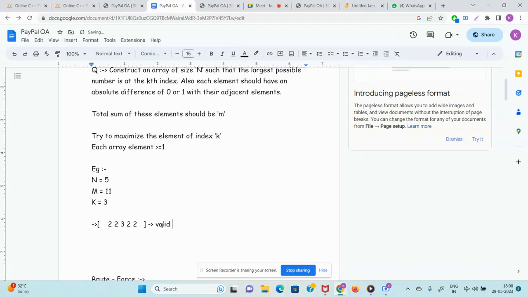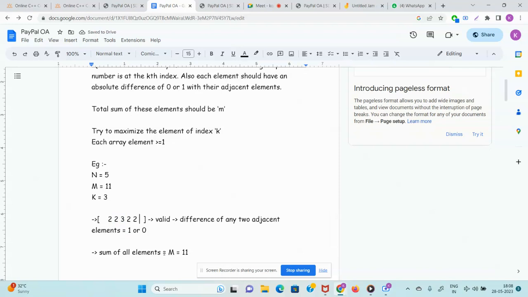See, guys, why is this valid? Because the difference of any two adjacent elements is 1 or 0. So guys, you can see the difference is always 1 or 0. 2 minus 2 is 0, 2 minus 3 is 1, 3 minus 2 is 1, 2 minus 2 is 0. It is valid because the difference of any two adjacent numbers is 0 or 1, and also the sum of all elements is equal to m, which is 11. Guys, check the sum. 2 plus 2 is 4, 4 plus 3 is 7, 8, 9, 10, 11. See, the sum is 11.